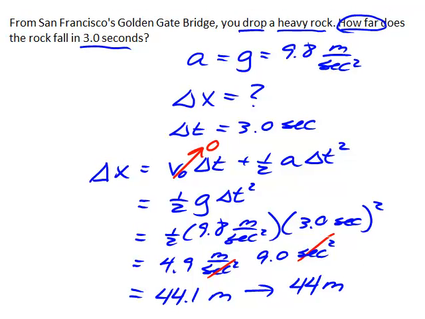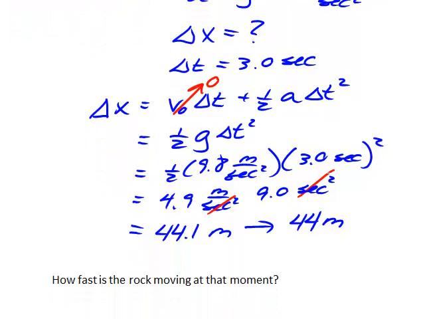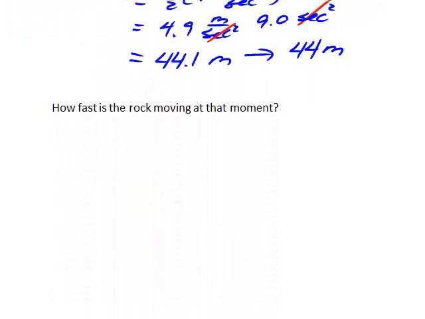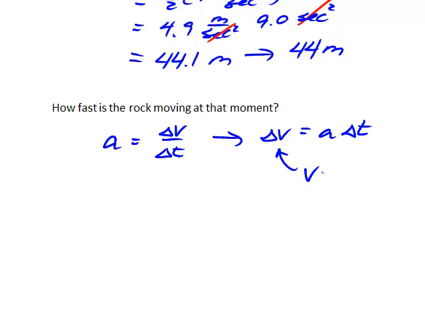Now, an interesting follow-up to this question is, when the rock has fallen 3 seconds, how fast is it moving at that moment? For this, we're going to use our equation that defines what we mean by the word acceleration. A is delta v over delta t. That, with a little algebra, gives us delta v is equal to a times delta t. Now, what does delta v mean? Delta v means v minus v naught, the velocity at the moment we're interested in, minus the initial velocity. What we really have here then is v equals v naught plus a times delta t.